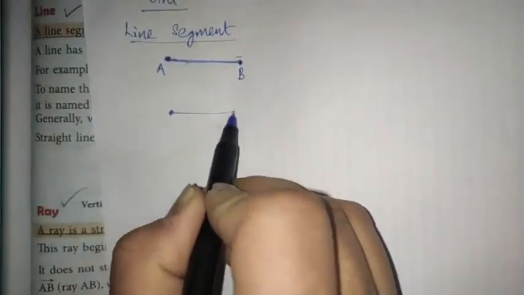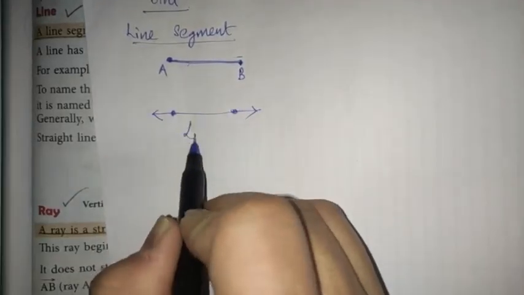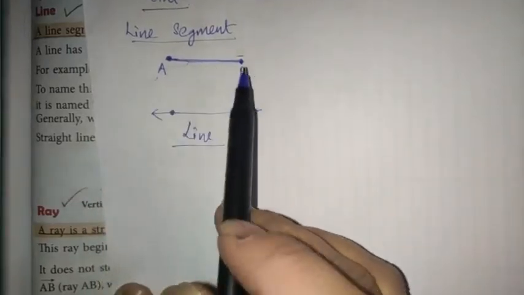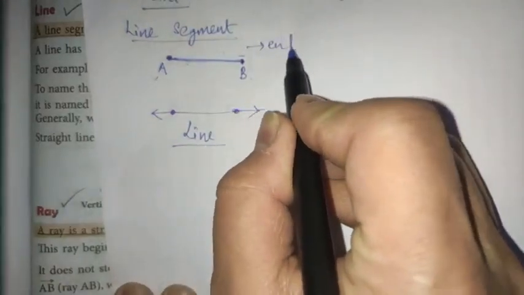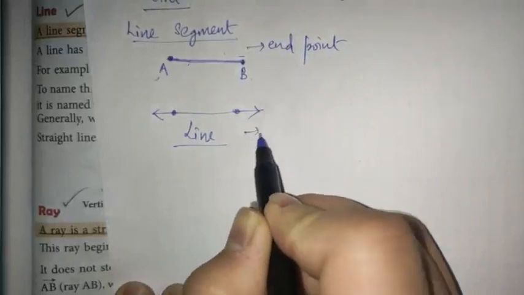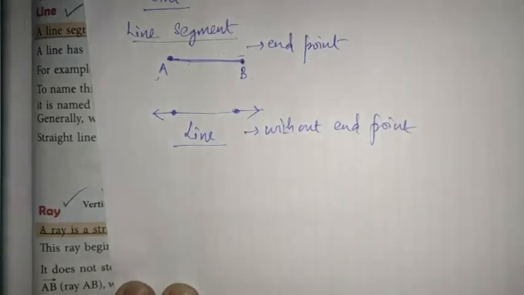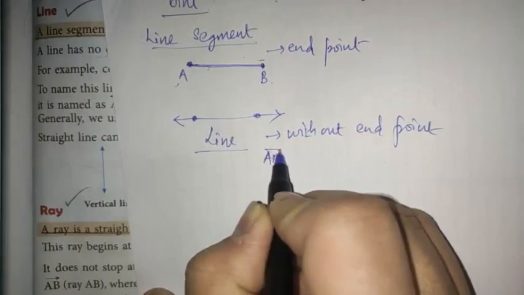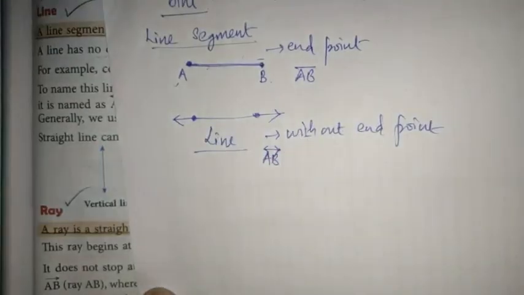So now, this is our line segment. Now if I draw another line and show this type of arrow here, this becomes our line, which has no endpoint. That is, there is no appropriate measurement. But the line segment AB has a certain measurement, as it has the endpoints. Here it is without endpoints, so there is no such measurement. It will go on, and this will be represented like this. And line segment was denoted like this, isn't it?